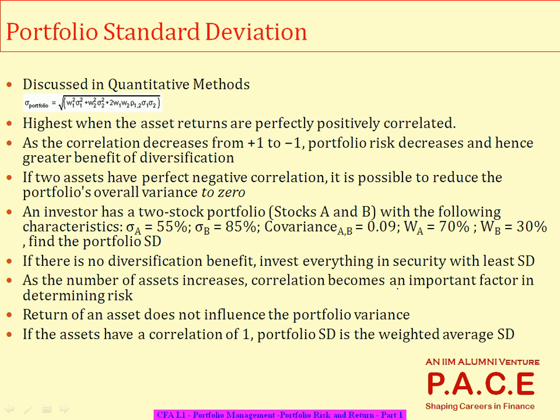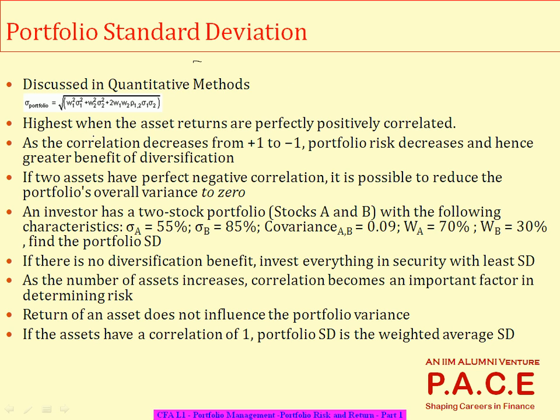And what we have to see is, sometimes the return does not play any role in the risk of the portfolio. In the formula, there is no question of return at all. No expected return. The formula contains only weightages, standard deviations of each of the individual securities, and the covariance or the correlation between the two securities. Return doesn't play any role. And if the assets have a perfect positive correlation, their portfolio standard deviation, let's expand the same formula.